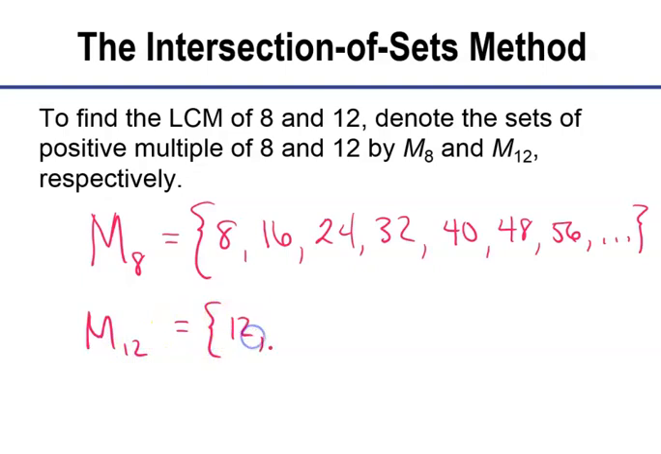So 12 times 1 is 12. 12 times 2 is 24. 12 times 3 is 36. Now you might be going, hey, stop. I don't have time for all this, right? Because I have already found the result.